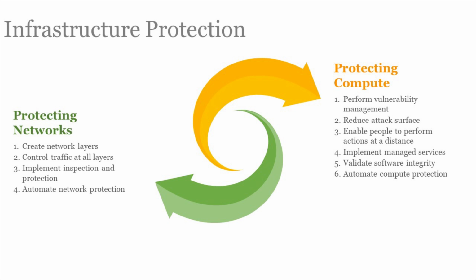3. Implement inspection and protection. For the resources which need public access, you should inspect all types of traffic which tries to connect to your resources and have rules in place to protect them from common attacks. This can be done using AWS WAF and Shield Advanced, which can be used in front of your workload resources.